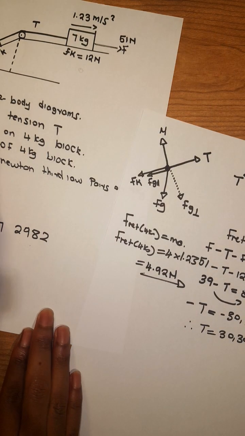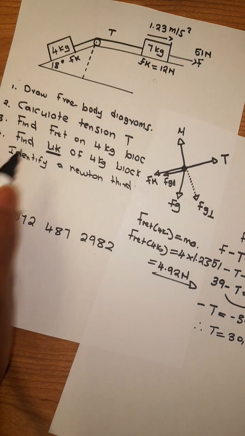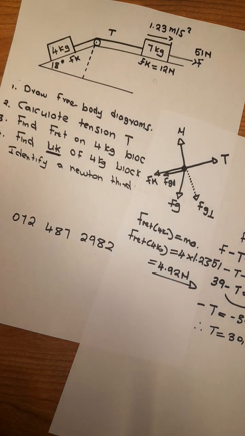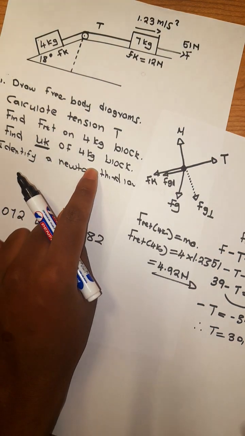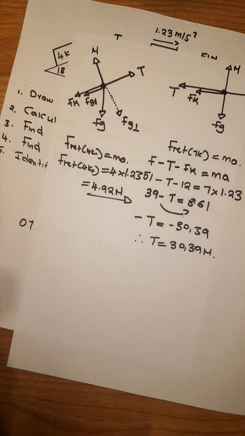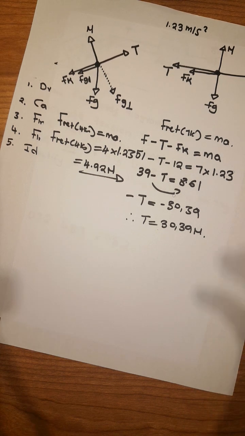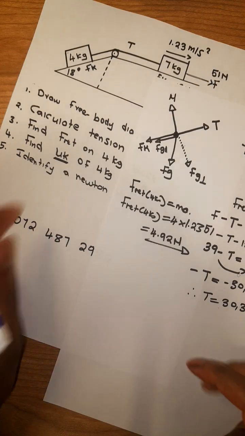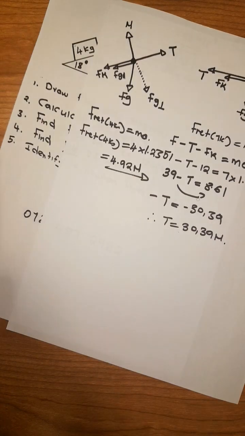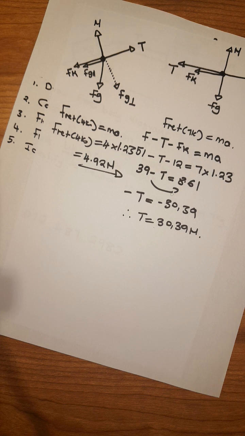Now let's look at the next question. They want us to find mu k. So what is mu k? It is the coefficient of kinetic friction of the 4 kg block. I tell a lot of people this, guys, the best way to know what to do is to know where to start. They want you to calculate mu k. What are the necessary calculations that I need to do in order to find mu k? This is the problem that a lot of people have. It's not that they do not understand Newton's laws of motion, it's just that when they see a question, they do not know where to start. But Marvel wants to teach you where to start.